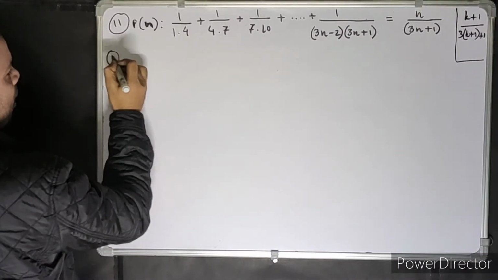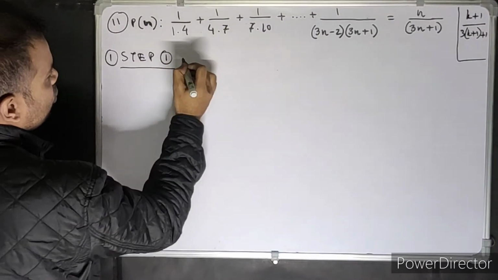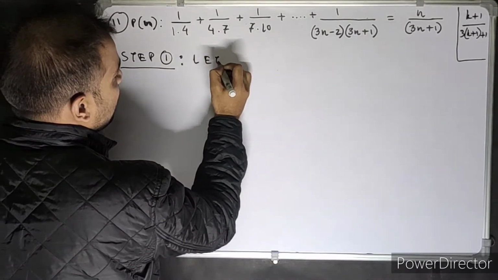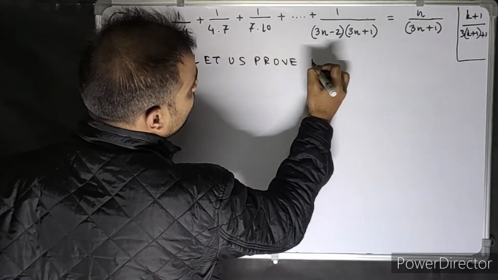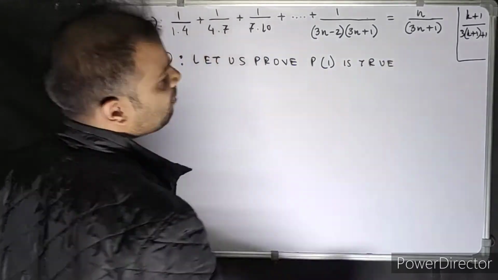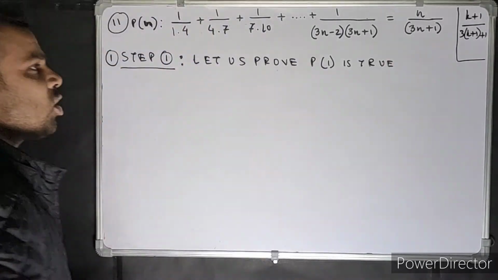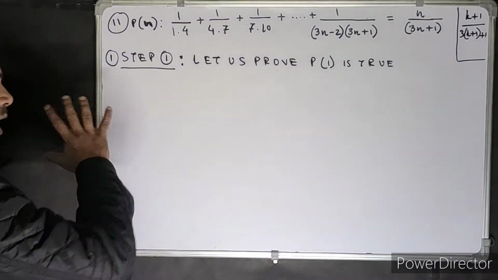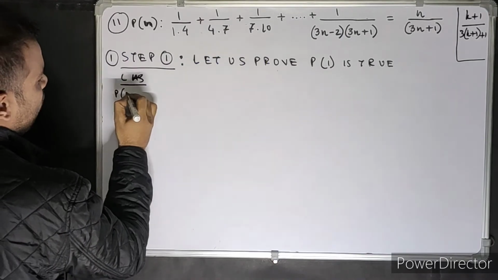First one, step 1. What is my step 1, everybody? Students who are using k, P, let us prove P of 1 is true. Take as little space as you can for the first part because we don't need to do a lot in it. So do the LHS in a small place, that is P of 1.